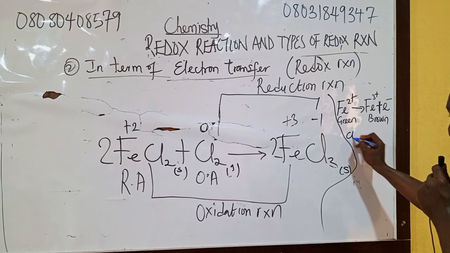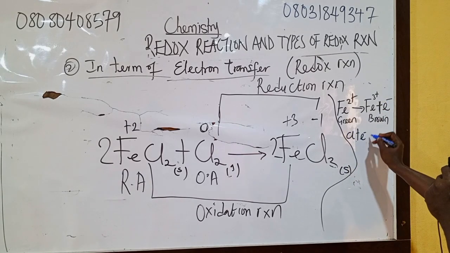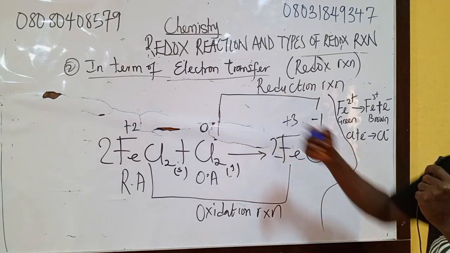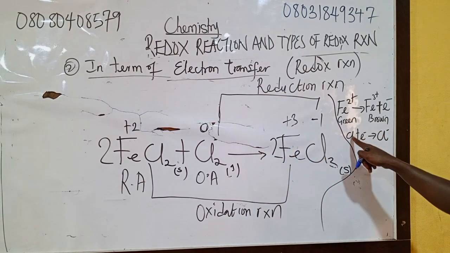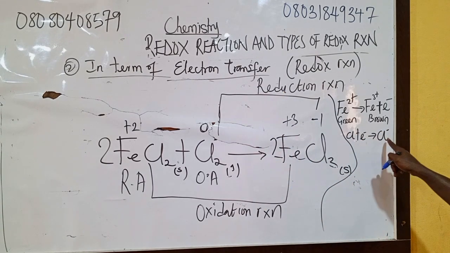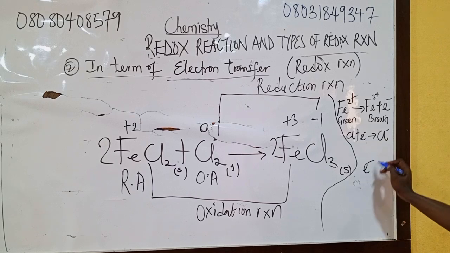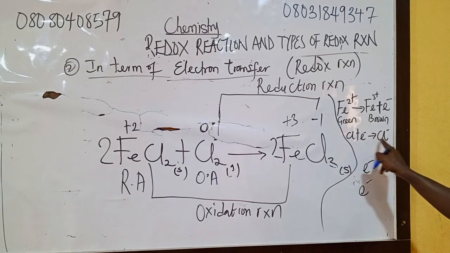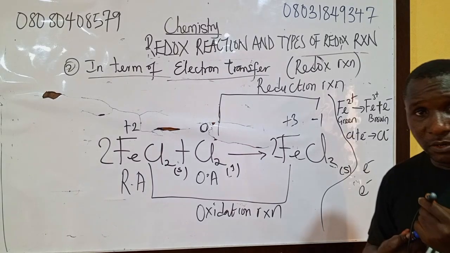Then you have chlorine, which gained 1 electron to become chloride ion. That means reduction reaction involves gaining of electron. Chlorine gained an electron to become chloride ion. This is the symbol of electron. Take note. Chlorine gained an electron to become what? Chloride ion. Take note of that.